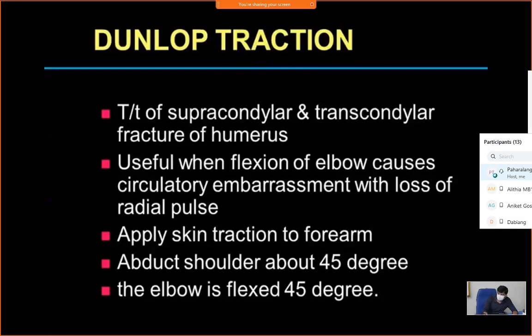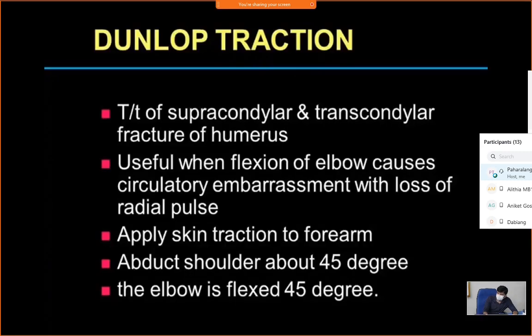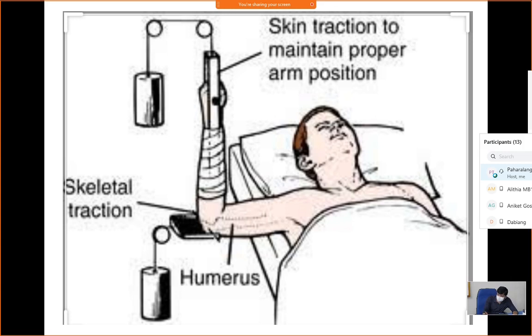Dunlop traction. This is one more type of skin traction. This is used in the upper limb, mainly for supracondylar or transcondylar humerus fracture. Apply skin traction to the forearm. Abduct the shoulder 45 degrees and flex the elbow. You can see that the elbow is flexed up to 90 degrees. You can go up to 90 degrees, or keep it at 45 degrees.